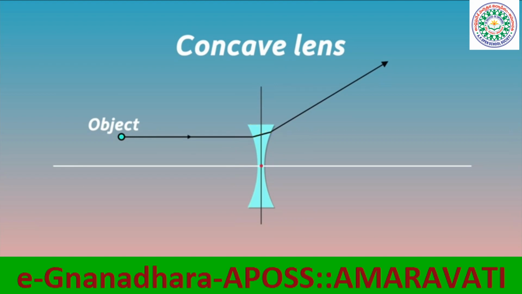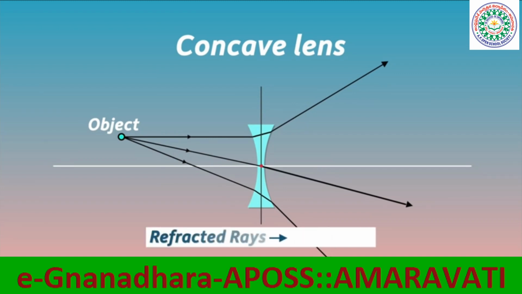Will the concave lens behave in the same way as the convex lens? Will the rays converge after refracting from a concave lens? If the rays from a point object are incident on a concave lens, then after refraction, they do not converge at a single point. These refracted rays diverge. It means they go away from each other.